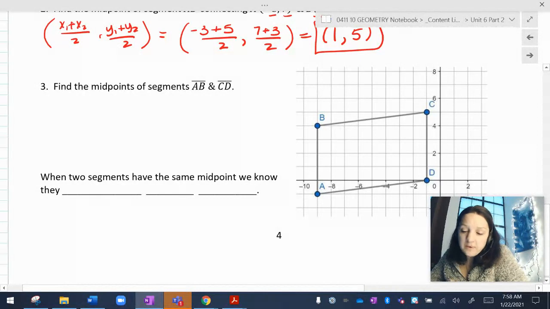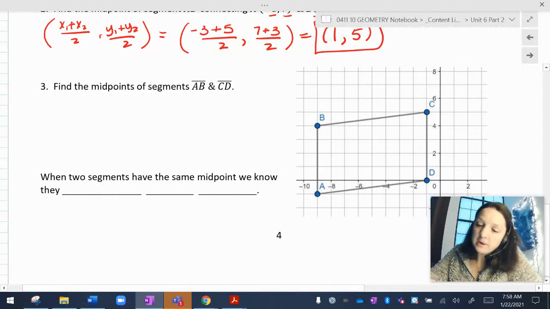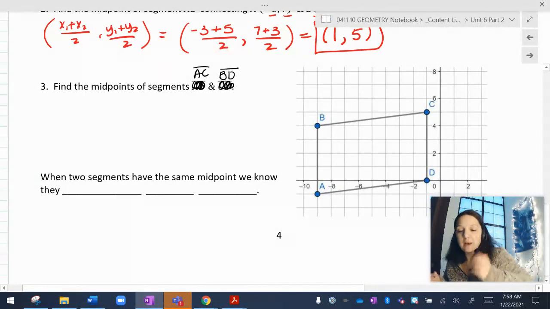And number 3 says find the midpoints of AB and CD. Whoops, Mrs. Vibber made a typo that I just realized, so let's fix it. Find the midpoints of AC, my bad, and BD. Pardon me, so fix that. All right, so let's find the midpoint of AC.